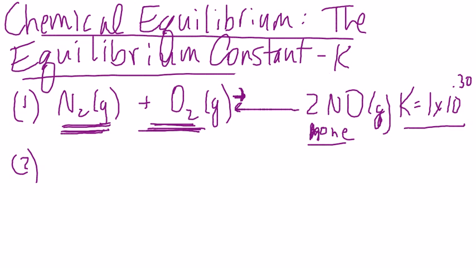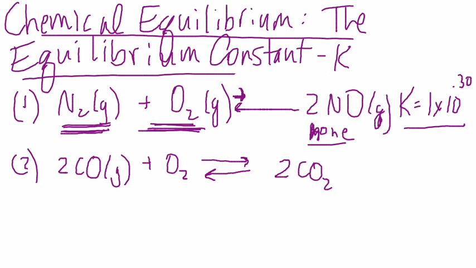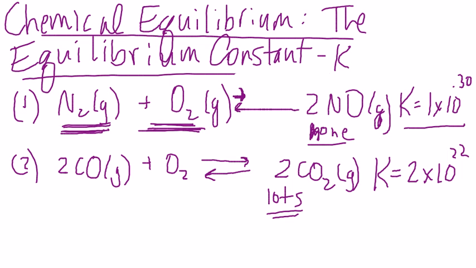A second reaction that does happen quite easily is the combination of CO, carbon monoxide gas, with oxygen to give us carbon dioxide gas. This K is 2.2 times 10 to the 22nd. If it's 2 times 10 to the 22nd, that tells us there is lots and lots of CO2 in this equilibrium and almost none of these reactants left over.